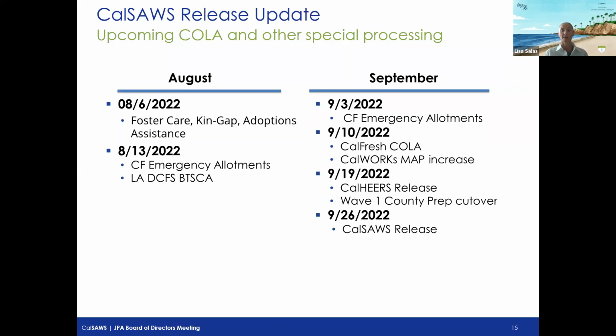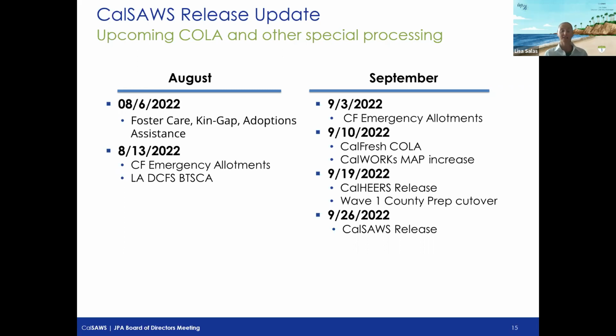We'll also be running our monthly process where we issue benefits to our CalFresh households. That is an ongoing process at this time, and we'll continue to run it in August for our July month. And then when we get to September, it's really exciting. Every weekend we have some very important processes running. Again, the emergency allotments for CalFresh will run in the beginning of September.